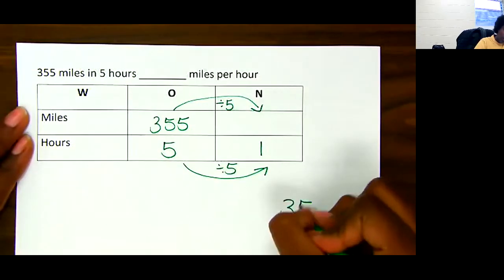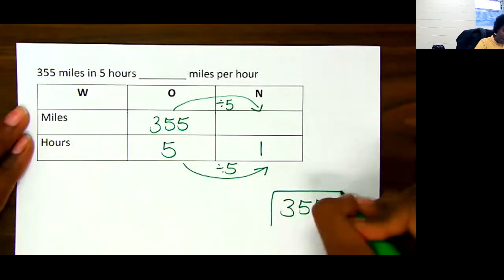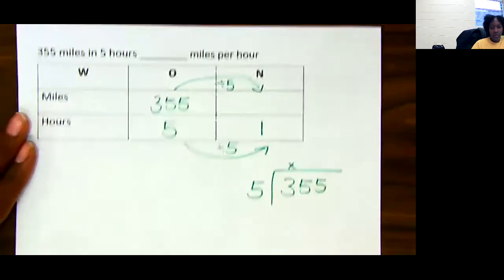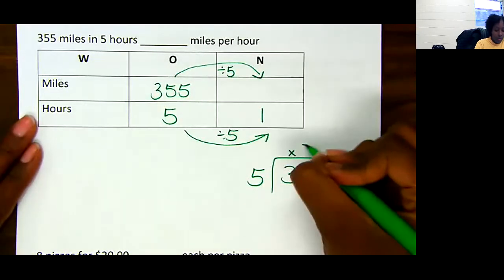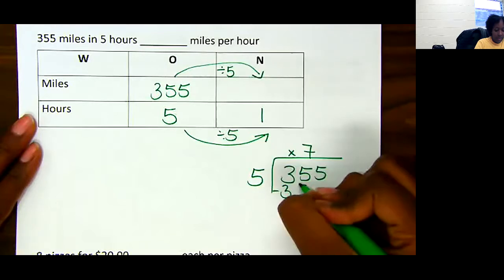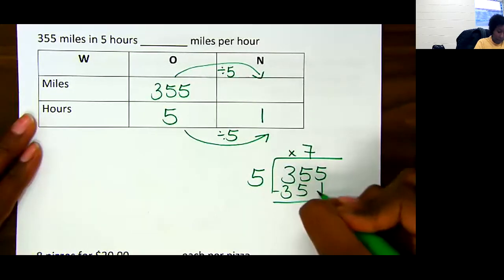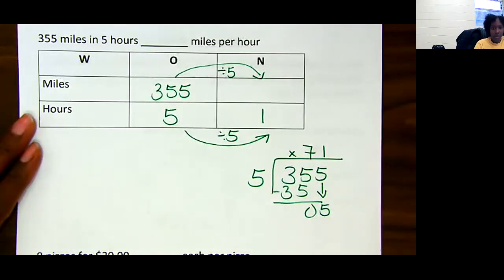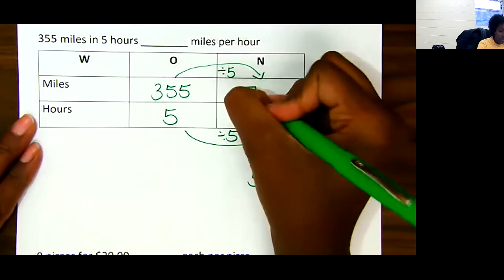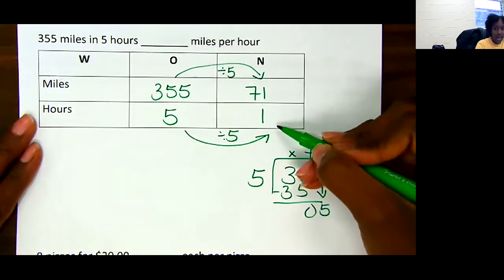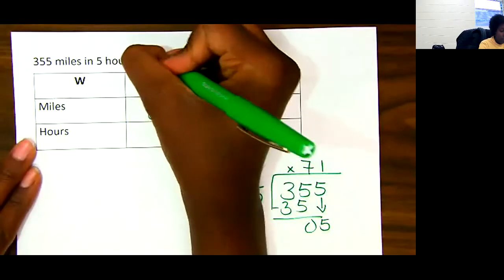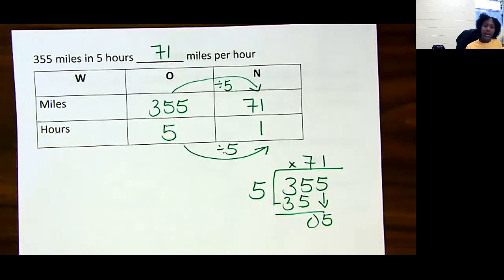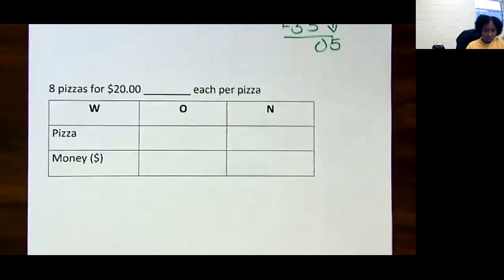So 355 divided by 5. 5 will not go into the 3. It will go into 35 evenly. And then 5 will go into 5 one time. So I can go 71 miles in 1 hour. 71 miles per hour. Okay, last one.